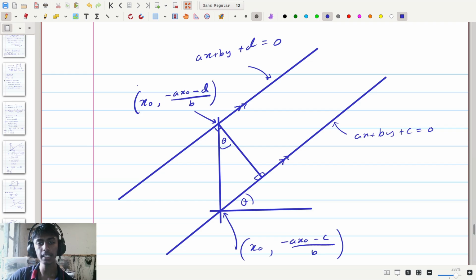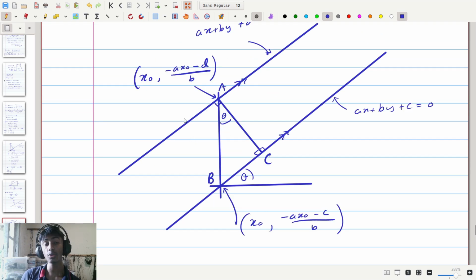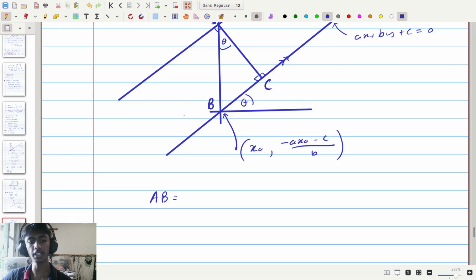Now then, let's label this point here capital A, this point here capital B, and this point here capital C. Consider the length AB. Since AB is vertical, the x-coordinates don't matter, and all we want to do is take the absolute value of the difference of the y-coordinates. So let's do that. Let's take the absolute value of the difference of the two y-coordinates.